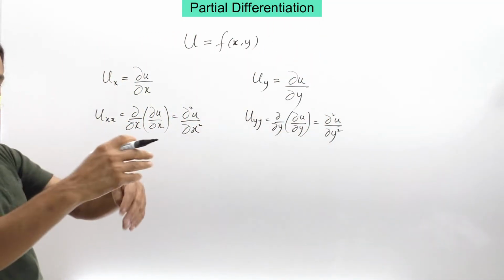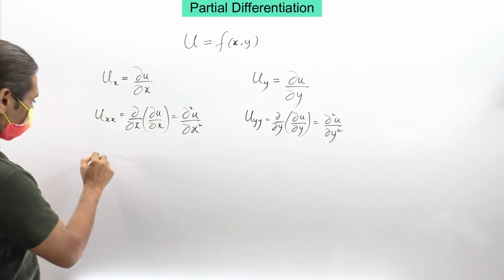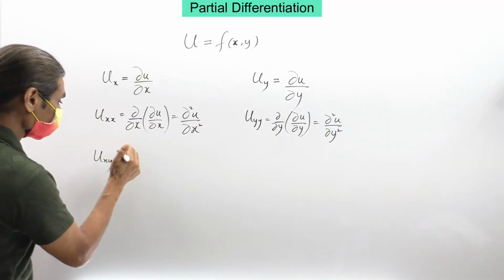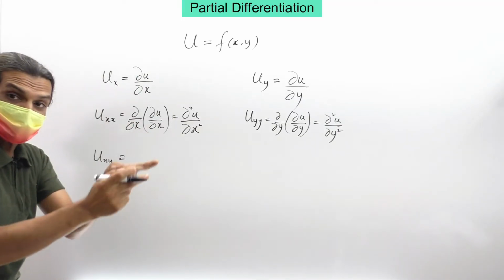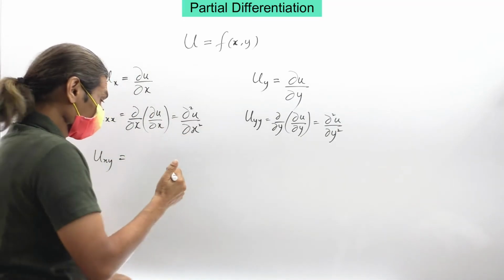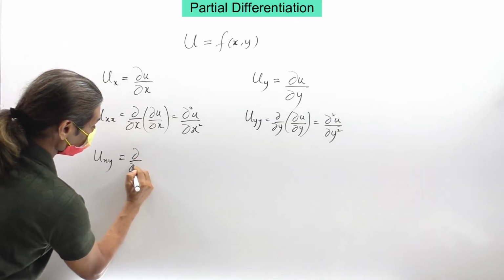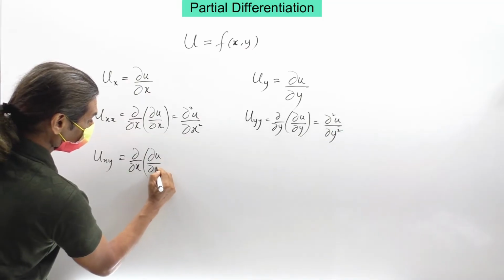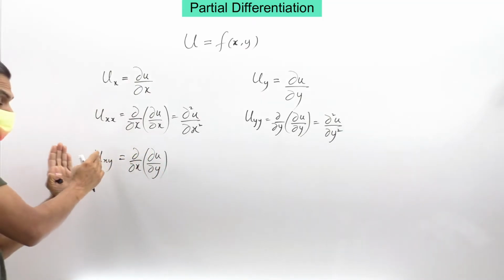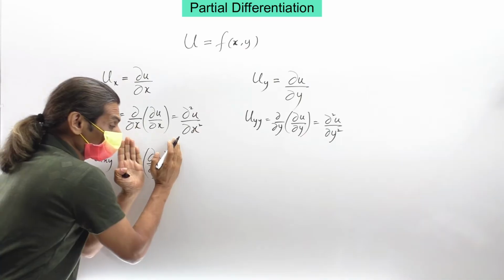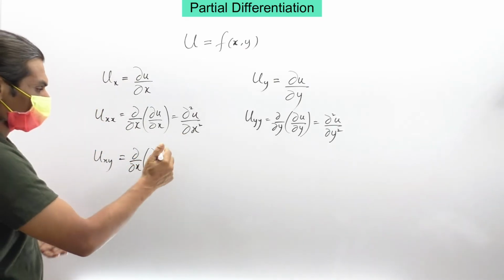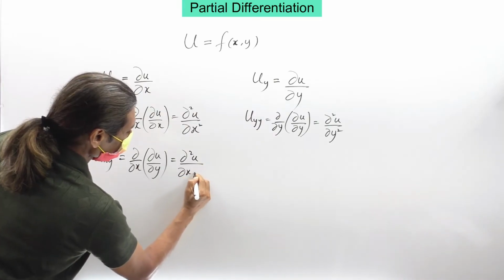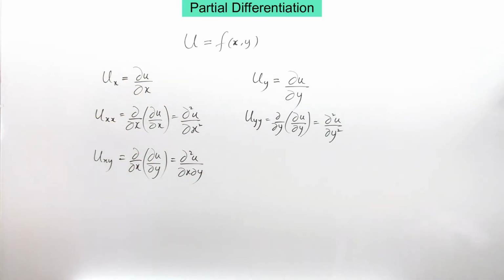And one more, the mixed derivative. I can write u_xy, which means you are differentiating what? u_xy: first x, then y, that means ∂/∂x of ∂u/∂y. You are differentiating ∂u/∂y with respect to x, that is nothing but ∂²u/∂x∂y, right.